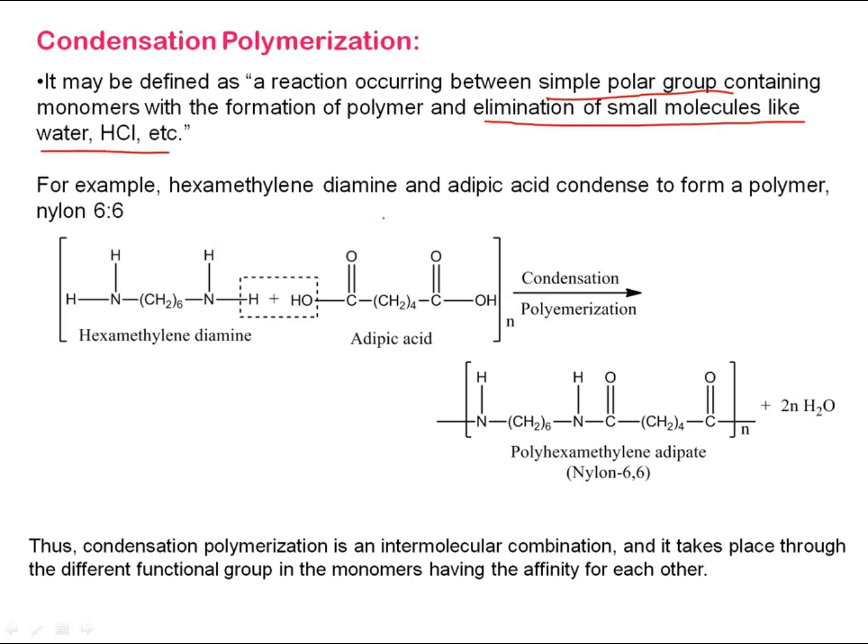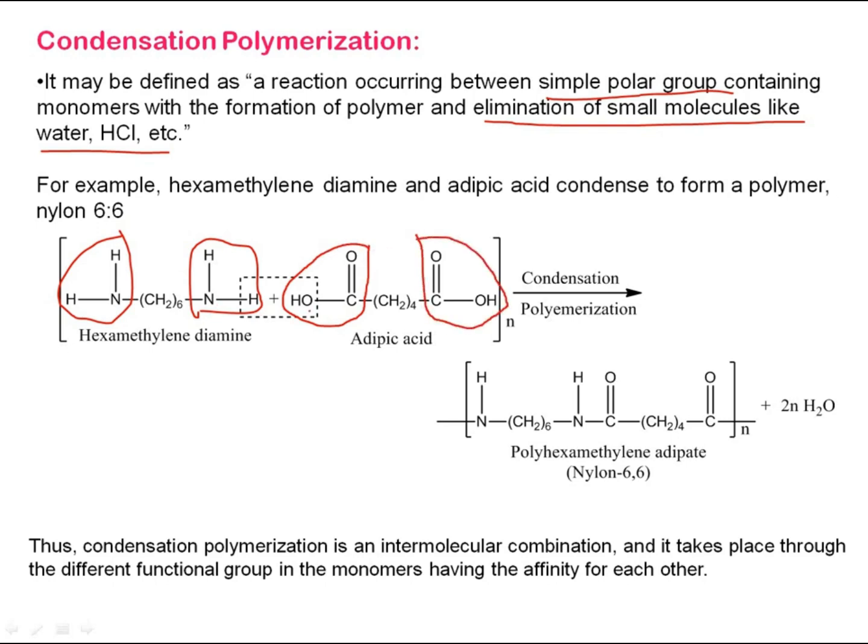Here we see one example, nylon 6,6 preparation. Here two monomers, that is hexamethylene diamine. Here we can see this is one amine unit and this is another amine unit, and one more monomer, that is adipic acid. Adipic acid is a dicarboxylic acid. Here you can see two carboxylic acid functional groups.